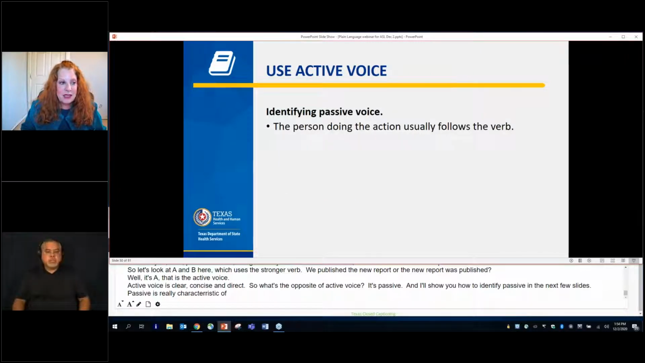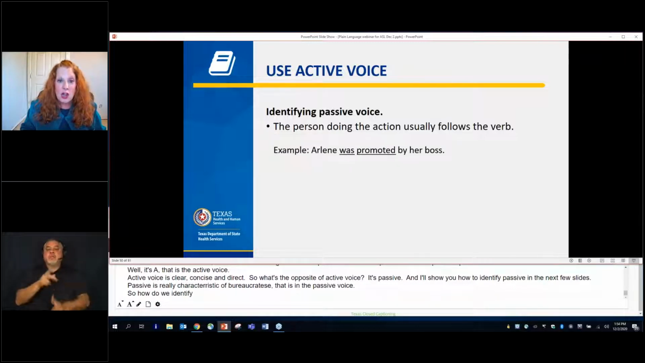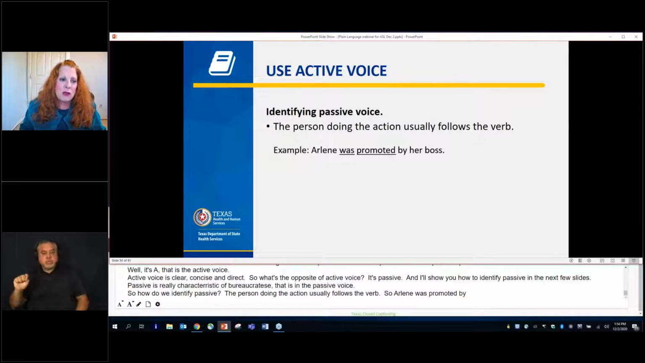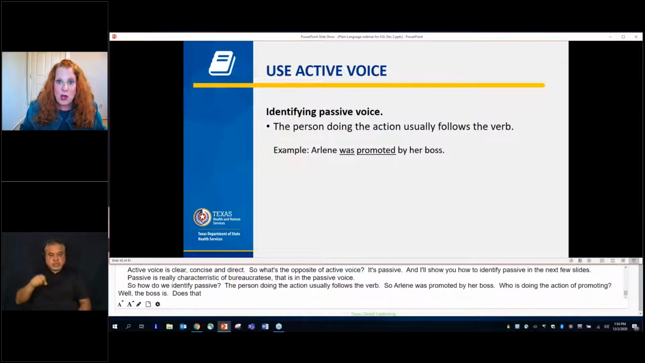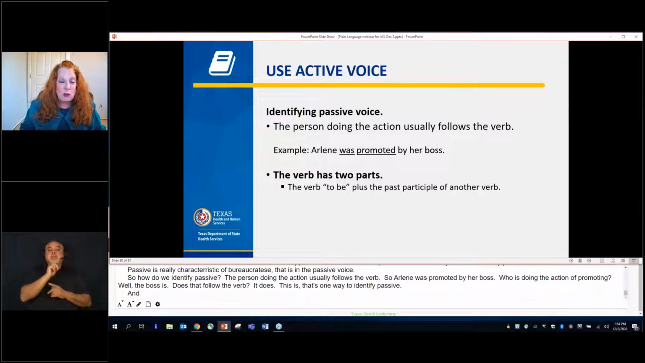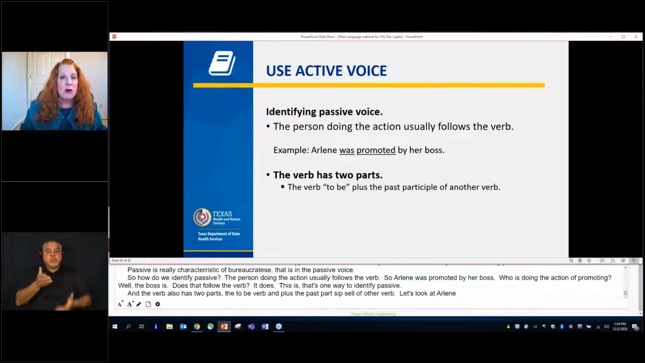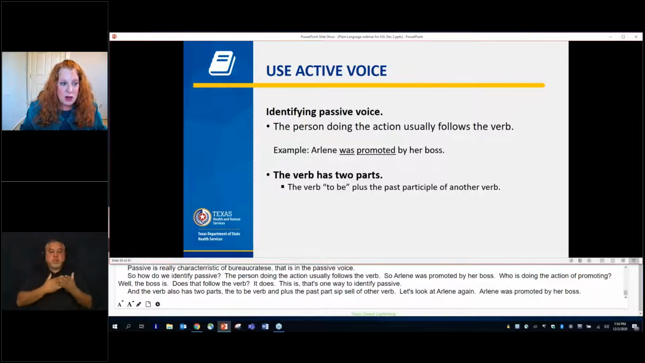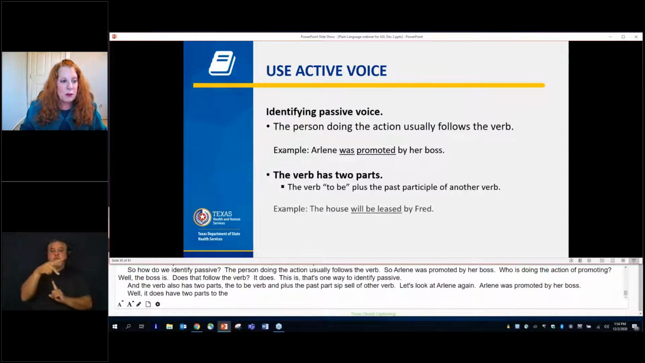So how do we identify passive? Well, the person doing the action usually follows the verb. So, Arlene was promoted by her boss. Who's doing the action of promoting? Well, the boss is. Does that follow the verb? It does. That's one way to identify passive. And the verb in passive also has two parts, a to be verb and the past participle of another verb. So let's look at our Arlene example again. Arlene was promoted by her boss. Well, the verb does have two parts. Was is our to be verb, and promoted is our past participle.